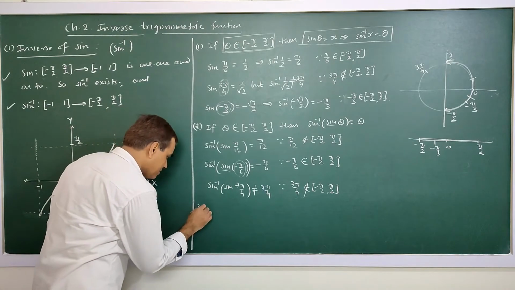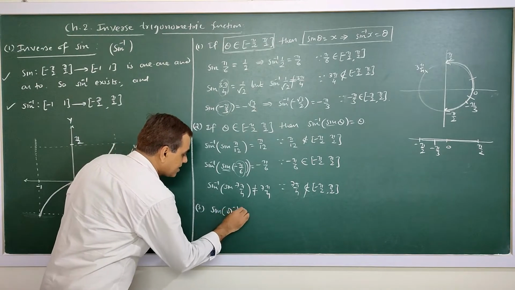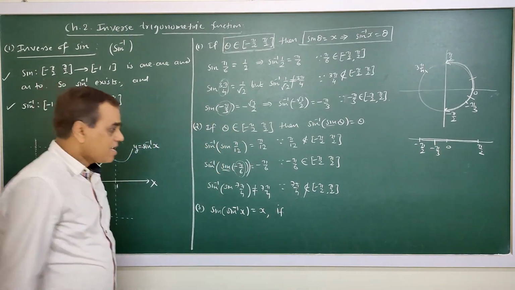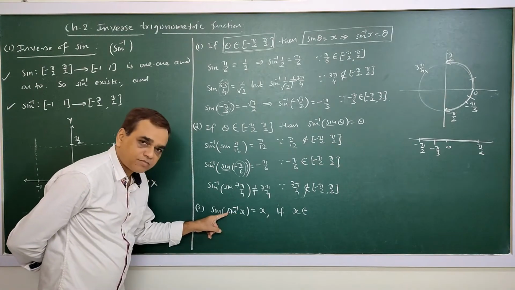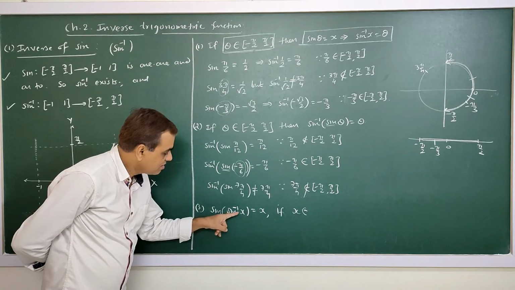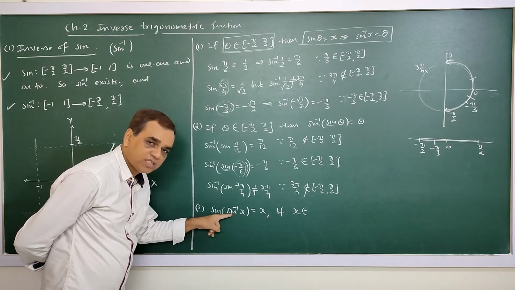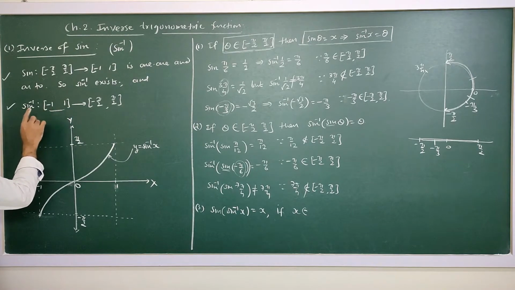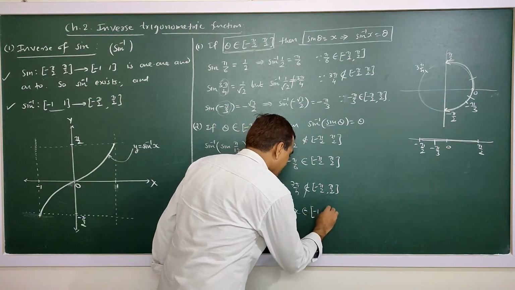The third property is sine of sine inverse x equals x if x belongs to, see, on x which function is working? Sine inverse is working. On x sine inverse is working, so x should be in the domain of sine inverse. What is the domain of sine inverse? Minus 1 to 1. So this is allowed if x belongs to the closed interval minus 1 to 1.